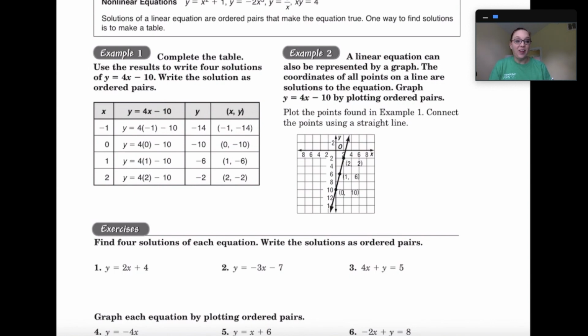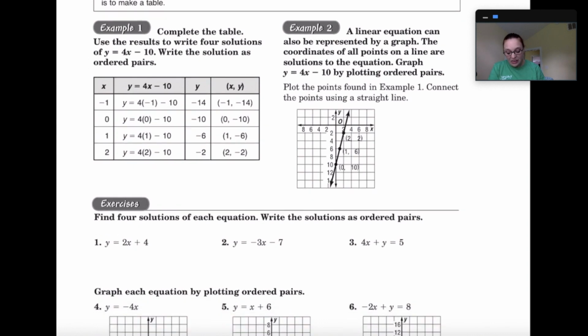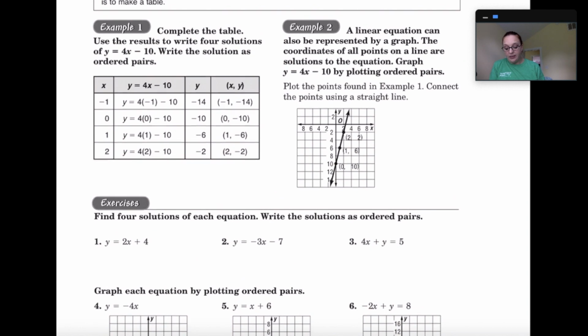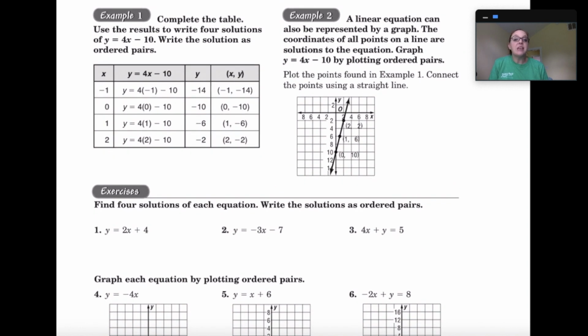Okay. Now that you're back, let's do some exercises. So we're going to look at this first section, 1, 2, and 3, and the directions say to find 4 solutions of each equation. Write the solutions as ordered pairs. So as you'll notice in example 1, they made a table.